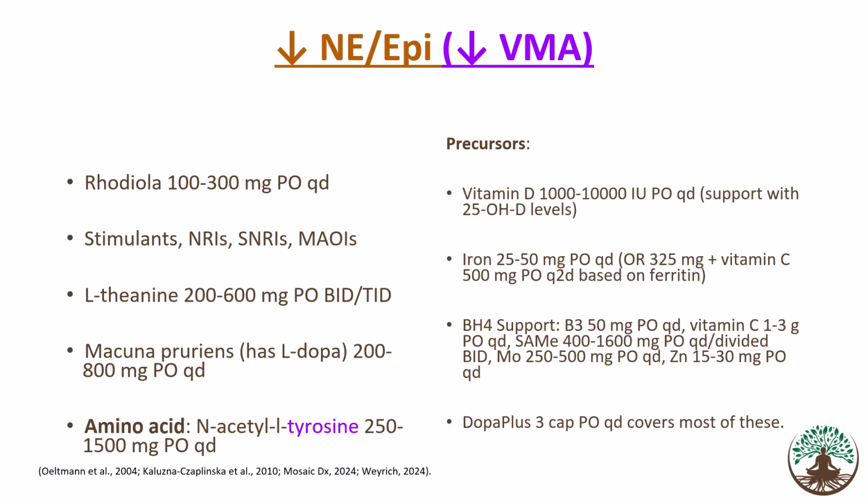In the treatment of low norepinephrine and epinephrine, and subsequently a low VMA level, aside from rhodiola and L-theanine, we could consider stimulants, norepinephrine reuptake inhibitors such as atomoxetine or viloxazine, serotonin norepinephrine reuptake inhibitors, MAOIs, and mucuna pruriens. Amino acid and precursor support is the same as with dopamine because of the overlap in the pathway.